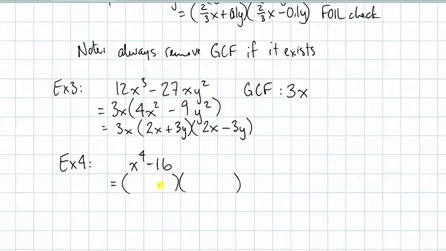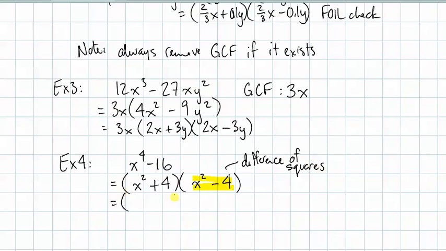Here's the answer. We put a plus and a minus. X to the 4 is x squared being squared. 16 is 4 being squared. But here's the trick in this problem. This right here is another difference of squares. So this has a repeat of that pattern.